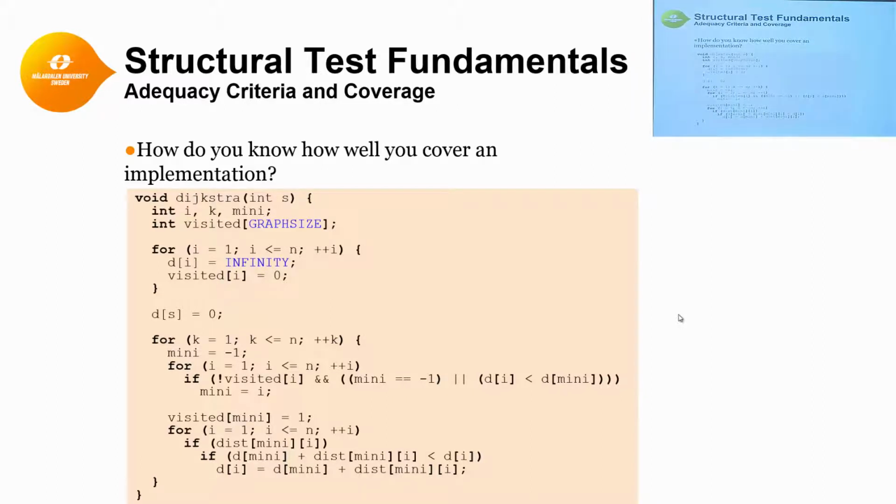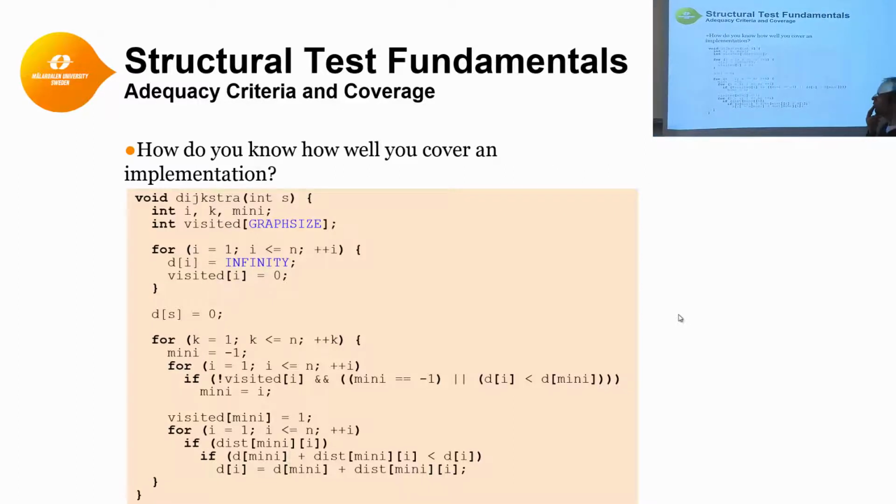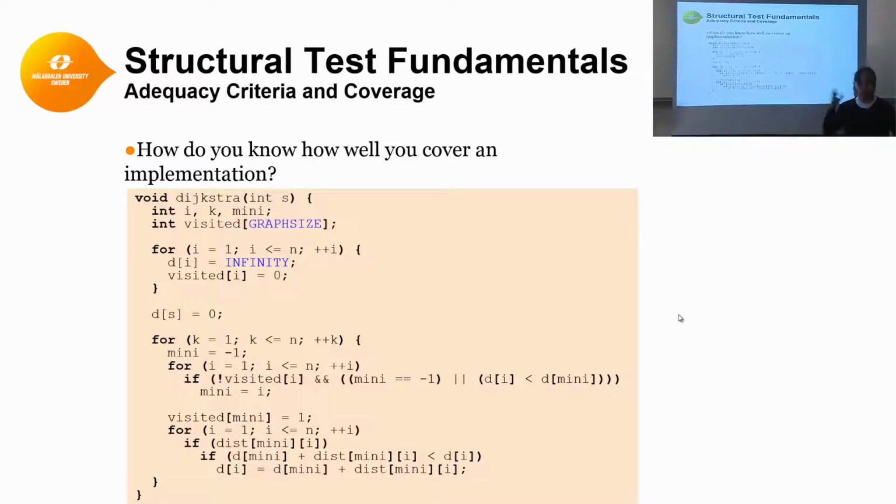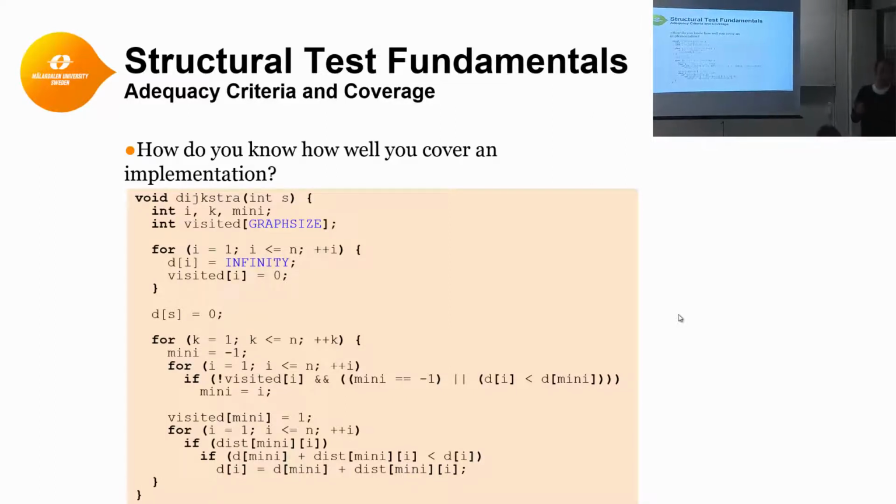My first question to you: how do you know how well you cover an implementation? This is an example piece of code that I will use throughout this lecture. It's part of Dijkstra's algorithm for finding the shortest path through a graph. It doesn't really matter what it does, but given that you have this piece of code to test, how would you know that you covered it? Any ideas? If you just look at the implementation, what's the code here? When do we know when we can stop testing?